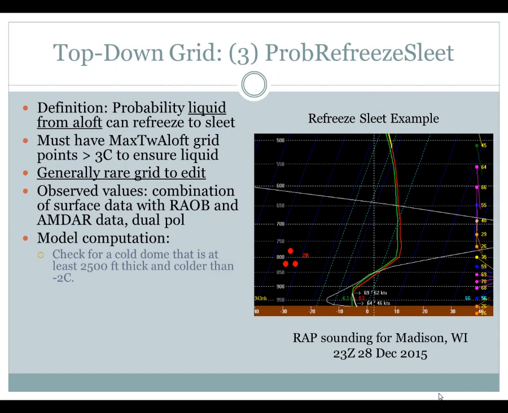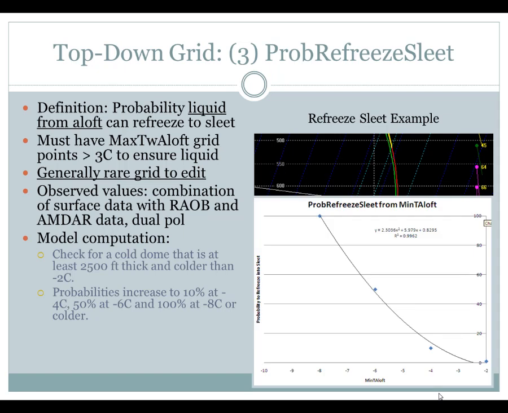So how is this computed? Again, referencing this earlier, you check for a cold dome that is at least 2,500 feet thick and colder than -2 Celsius. The probabilities only start at 10% in that situation, but as you get towards -6 and then -8, those probabilities rapidly increase. And here's an actual chart showing that increase in probability. See the documentation for the probability weather type methodology for more details. The documentation is also in the forecast builder.